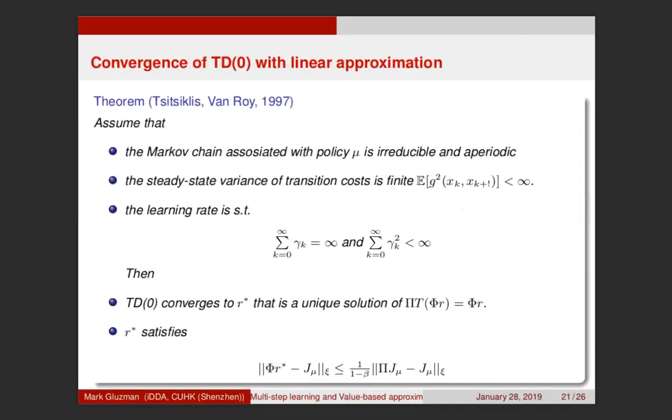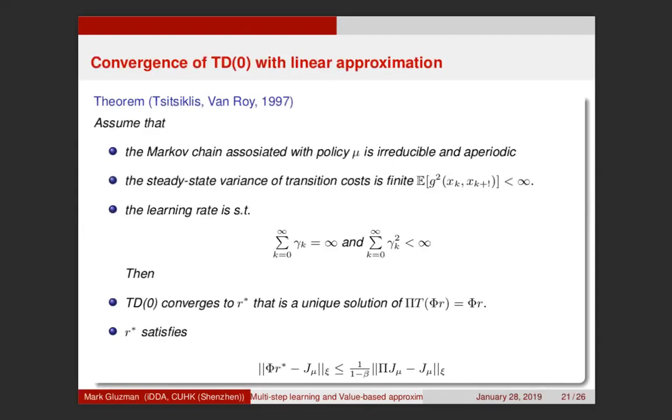So after n time steps, you get some estimation of your value function, of the parameters R. Let's say you want the difference between Φ R star and your current estimation to be less than epsilon. The question is how many steps you need to make to get to this error.